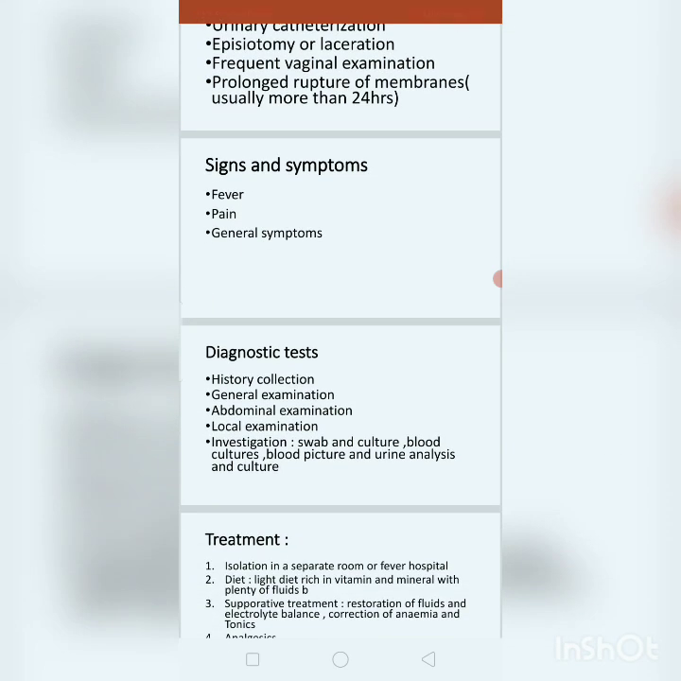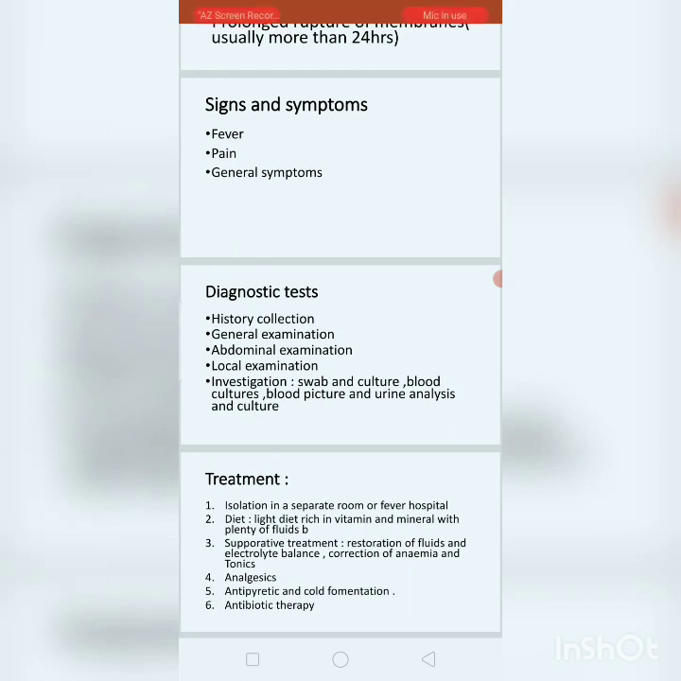How can we detect that this is a postpartum infection? Through history collection, general examination, and investigations like swab, culture, blood culture, etc. Then treatment means isolation. The patient should be kept in an isolated or separate room or fever hospital, and should be provided a light diet rich in vitamins and minerals, and medication like analgesic, antipyretic, and antibiotic therapy.